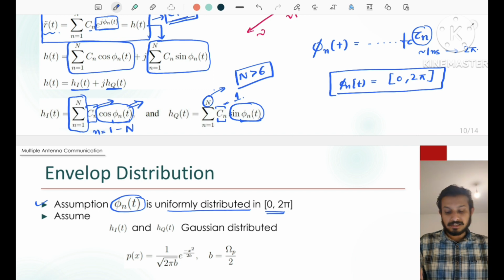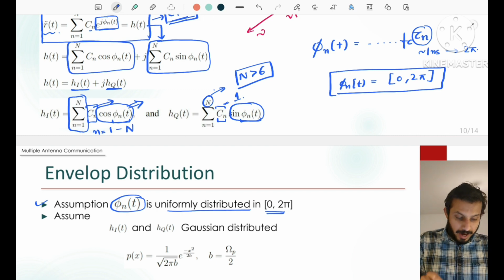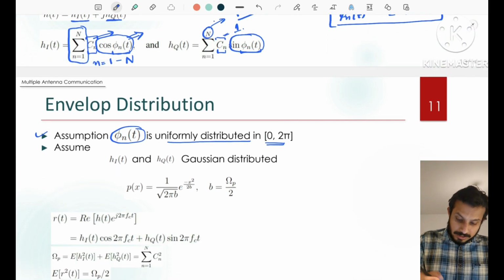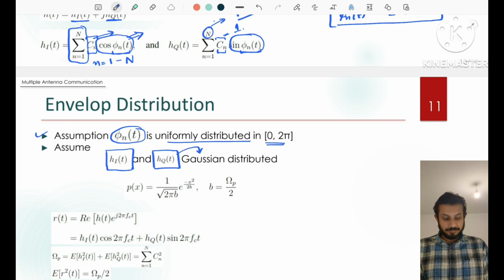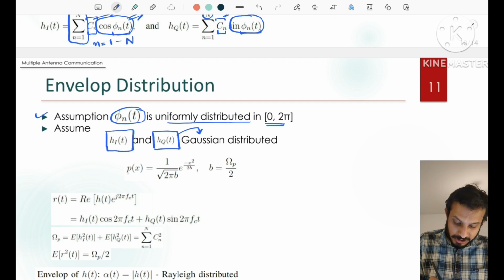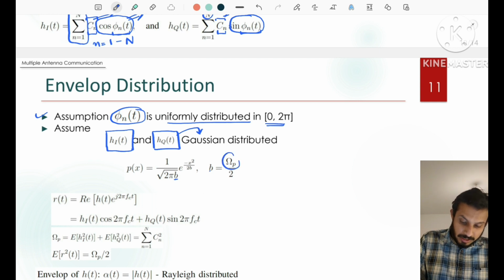So when this N is greater than 6, we can invoke the central limit theorem on this hi of t and hq of t. As a result of the CLT, we can assume that hi of t and hq of t are Gaussian distributed. And the PDF of Gaussian distributed is given by p of x is equal to 1 by under root of 2 pi b e raised to power minus x square upon 2b, where b is equal to omega p upon 2, where omega p is the total received signal power.